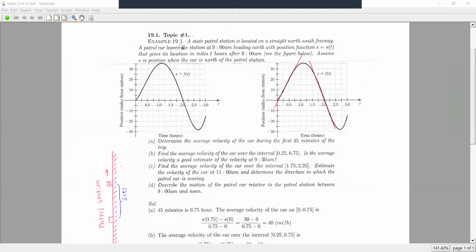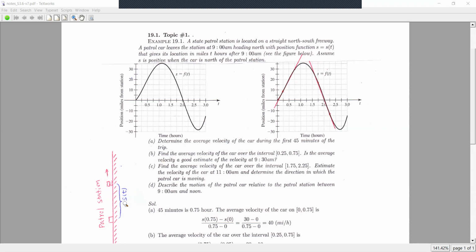Now, example 1. A state patrol station is located on a straight north-south freeway. This is the freeway, and this is the patrol station. A patrol car leaves the station at 9 a.m. heading north with position function S of t that gives its location in miles t hours after 9 a.m. This is the position function.